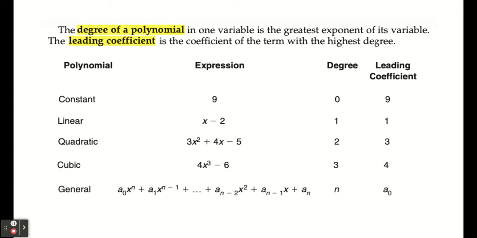Here's the general term for a polynomial. This would have an nth degree because n would be the highest exponent. And its leading coefficient is a sub 0, right? So whatever number is in front of the x to the nth power.